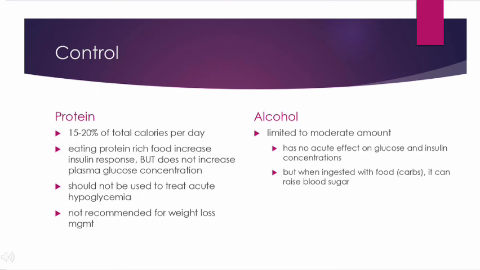Now, alcohol. Alcohol should be consumed in moderation. On its own, alcohol does not immediately raise blood sugar. However, when combined with carbohydrate intake, it can increase blood glucose levels. Also, excessive alcohol intake can lead to complications, including liver damage and poor glucose control. So, moderation is very important. As clinicians, we guide patients to make safe and informed choices.